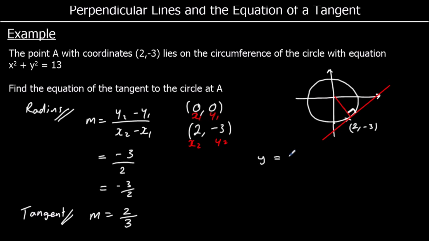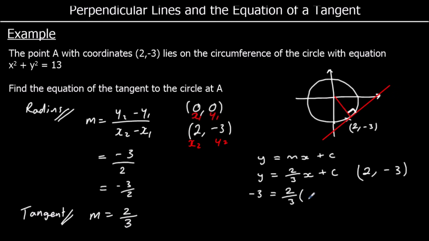So the equation is in the form y equals mx plus c. We know the gradient m is 2/3. So y equals 2/3 x plus c. And we can substitute in 2 and negative 3 to find the y-intercept, to find c. So y is negative 3, x is 2. So we've got negative 3 equals 2 lots of 2/3, so 4/3 plus c.